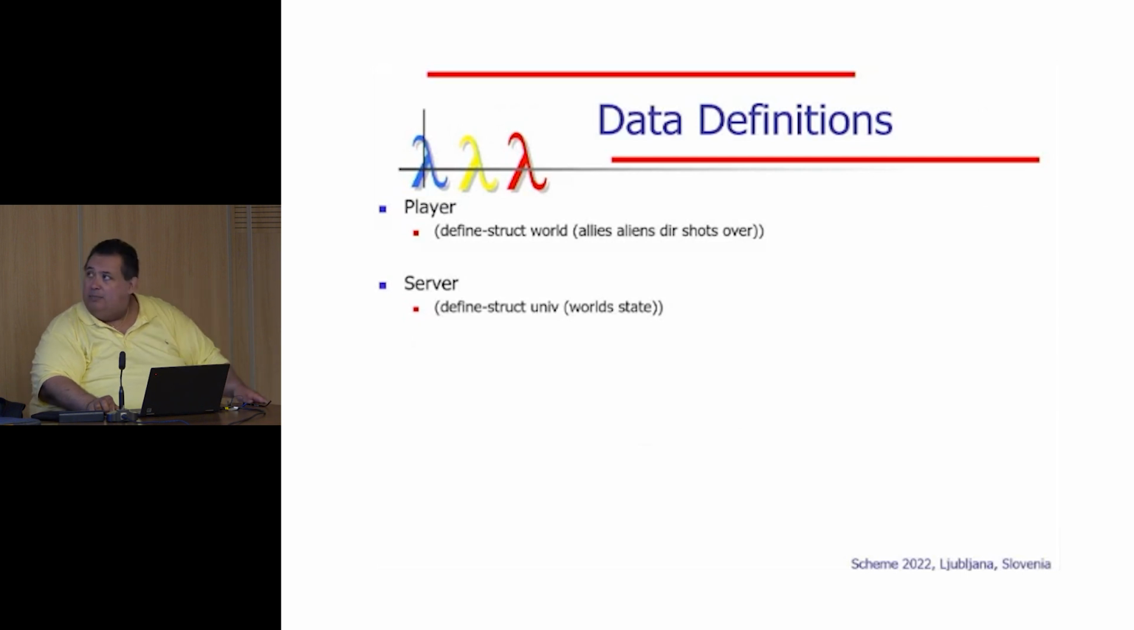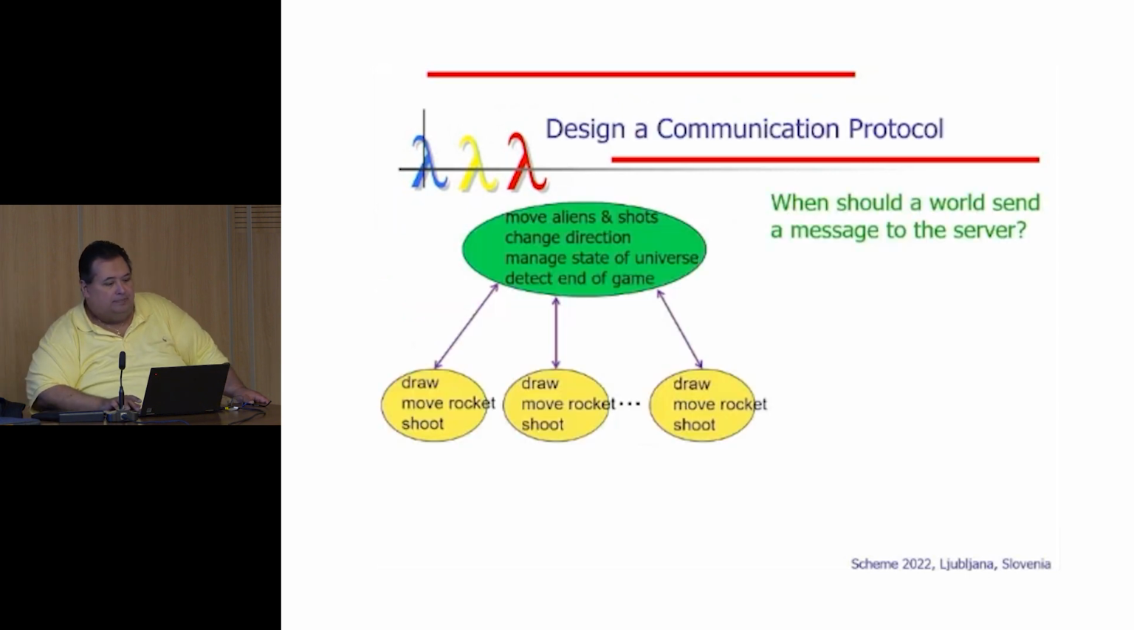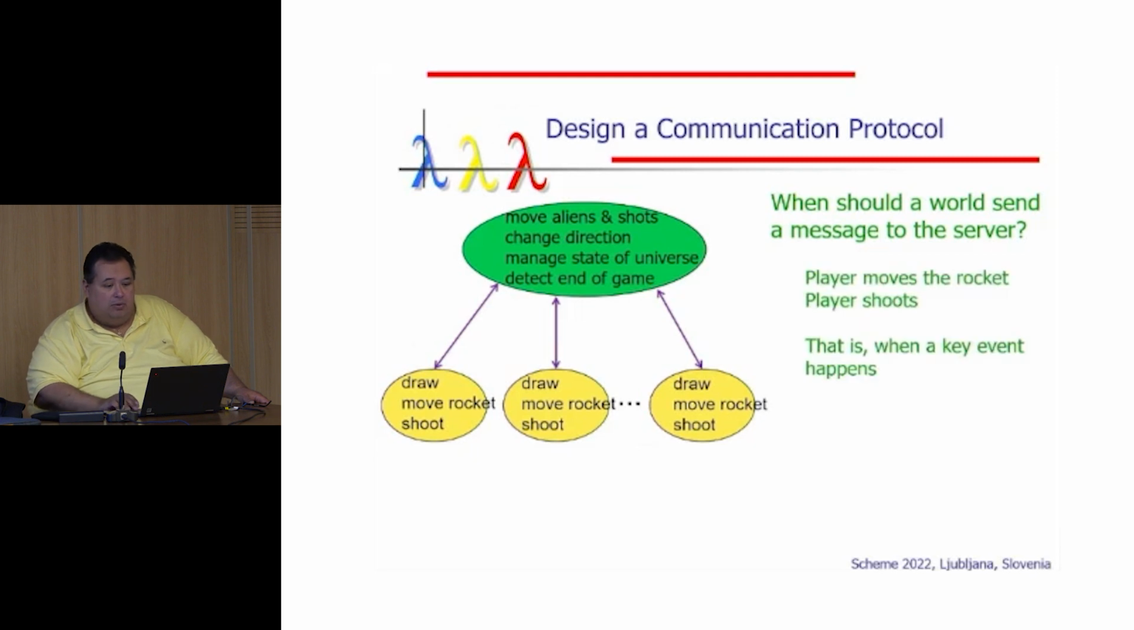That was done back in the beginning of the semester, right? So the students are not overwhelmed by looking at some structures here. Okay, right? So we have to design this communication protocol. And we ask ourselves, when should the world send the message, right? Well, clearly, if the player moves his rocket or her rocket, you want to send the message. And if the player shoots, you want to send the message, right? So that's what we do.